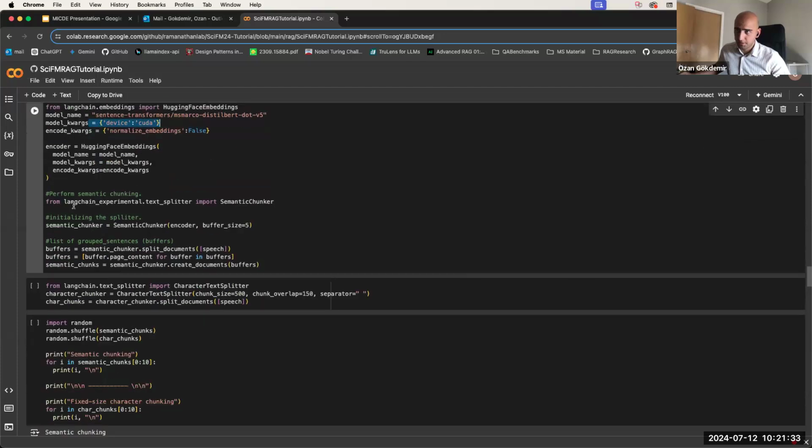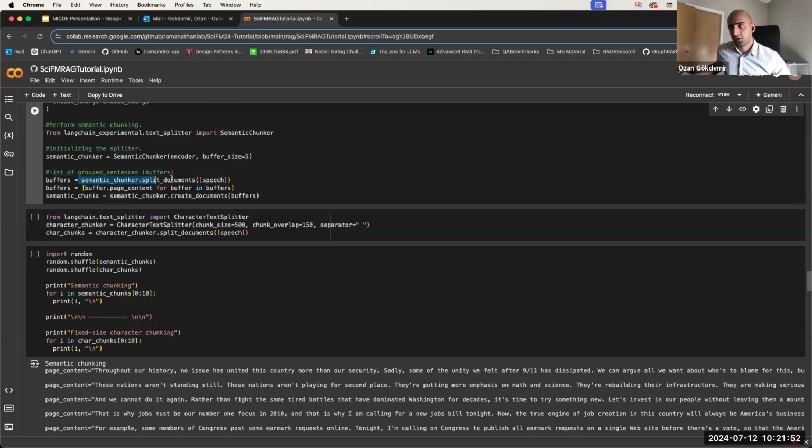Put that on GPU. We get a semantic chunker. We will set our buffer size to 5. That is each sentence, 5 neighbors to its left, 5 neighbors to its right, 11 sentences in total, assuming there is 5 to its left and right. So with the semantic chunker, you split the documents, you create your buffers, you create your semantic chunks.